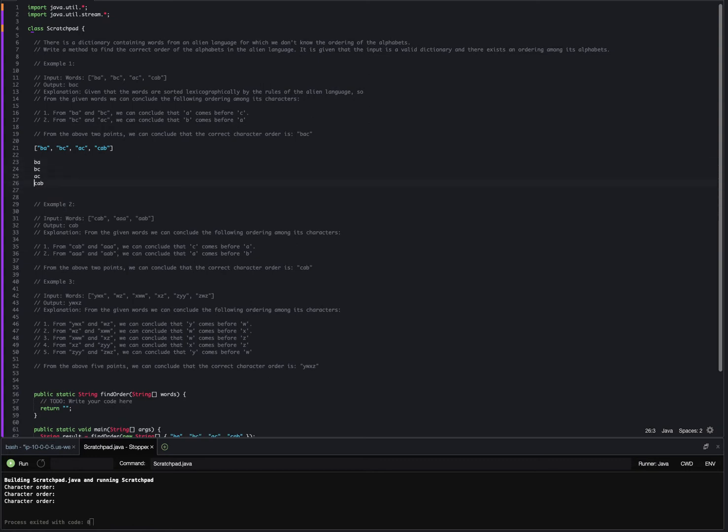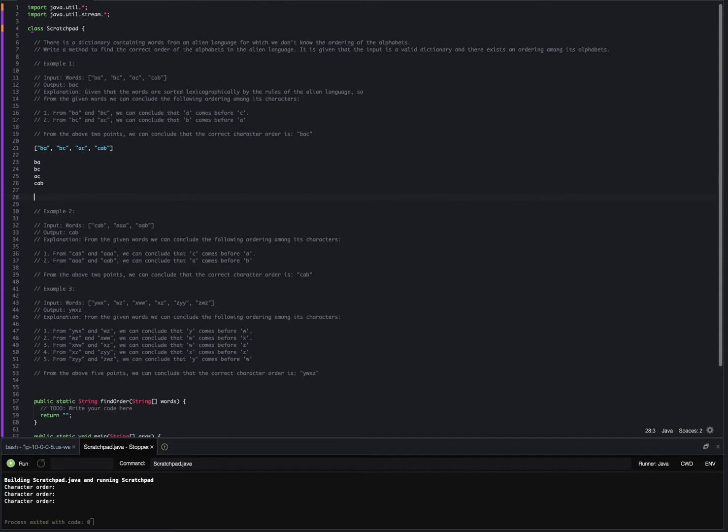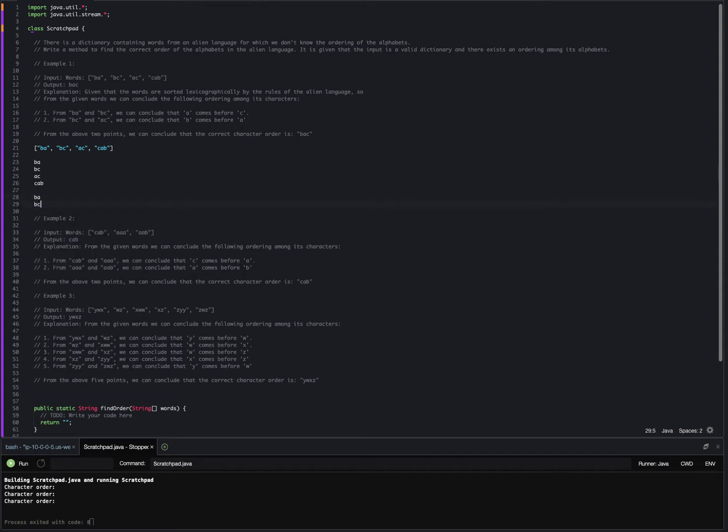So let's take two words at a time. If we take BA and BC, B and B are common, but because all the words are sorted and BA comes before BC, it must mean that BA and BC were sorted based on A and C, right? Because B is the same and it wasn't sorted based on B. So we cannot conclude anything about B, but for A and C, we know that A comes before C.